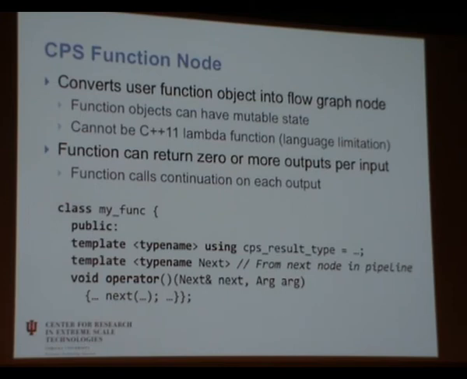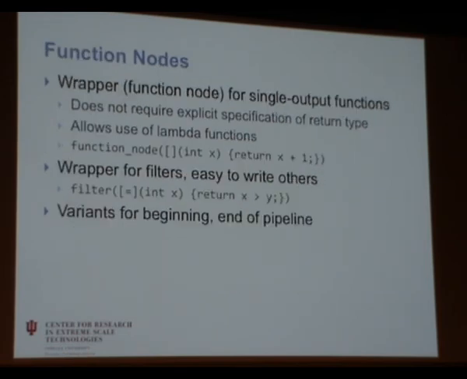And so you end up writing a class like this that has a CPS result type, and then an operator that takes a continuation and an argument and does something, which might call the continuation. And then there are wrappers for single output functions so that you don't have to deal with that composition of the continuations. There's a wrapper for filters that either return 0 or 1 result, and so on, and then different nodes for the beginning and end of the pipeline.